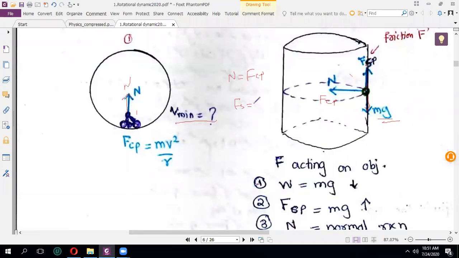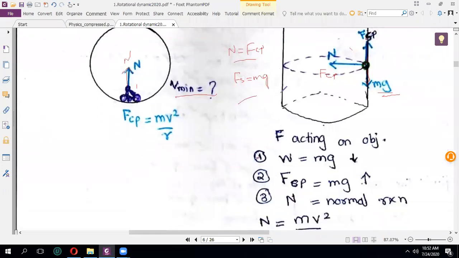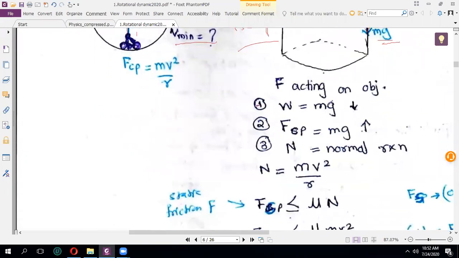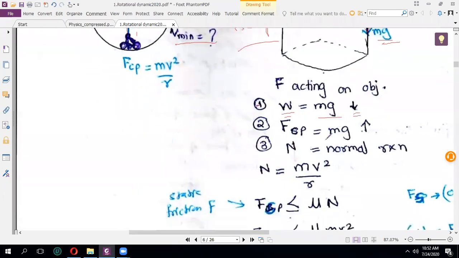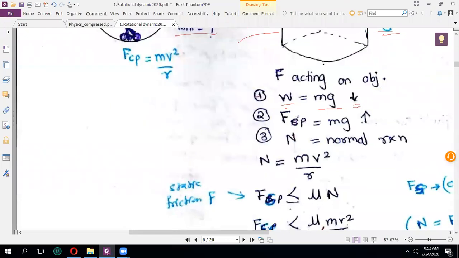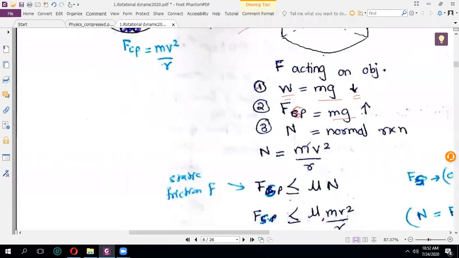So this time what is happening? Two things are the same. Now we see one by one all the forces acting on the object. First force is weight. What is the weight of the person on the bike? It is represented by mg, in the downward direction. Second force is static friction force, which is represented by Fs, which is mass into gravity, in the upward direction.